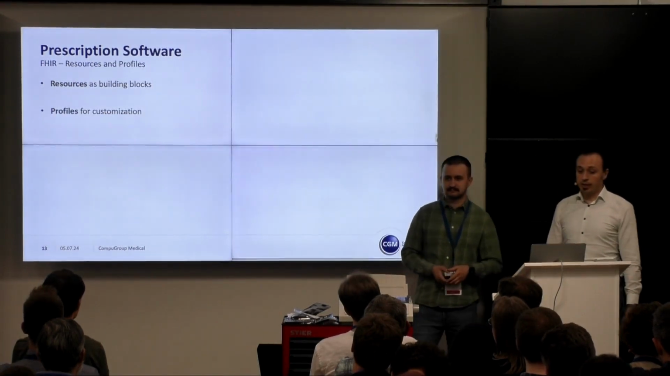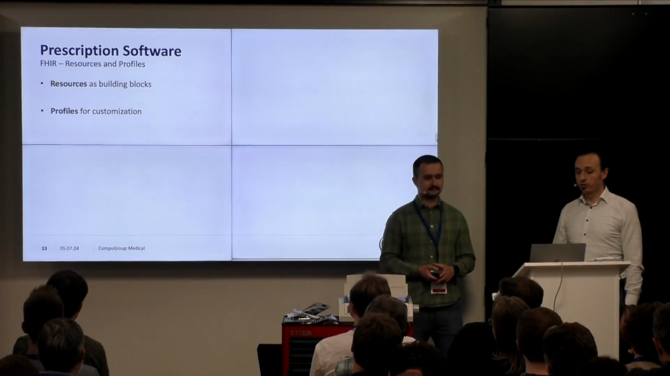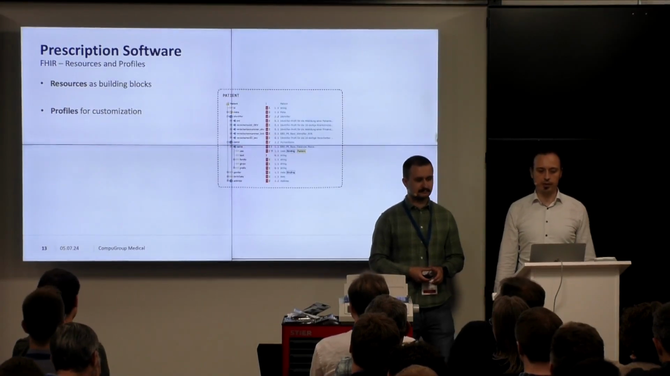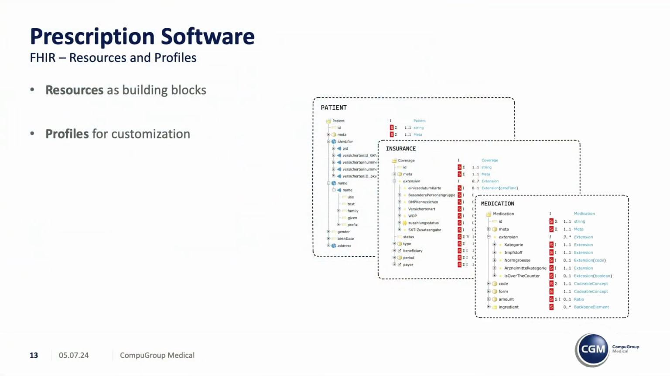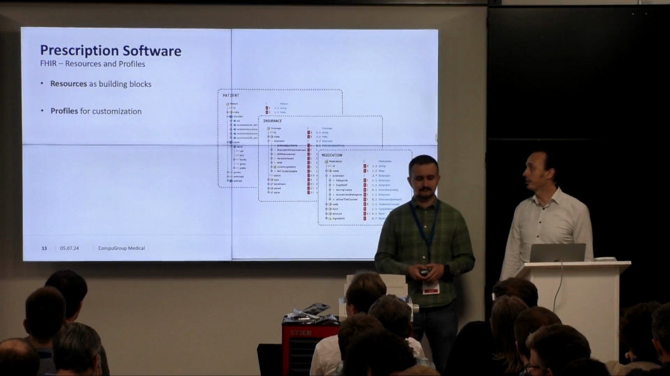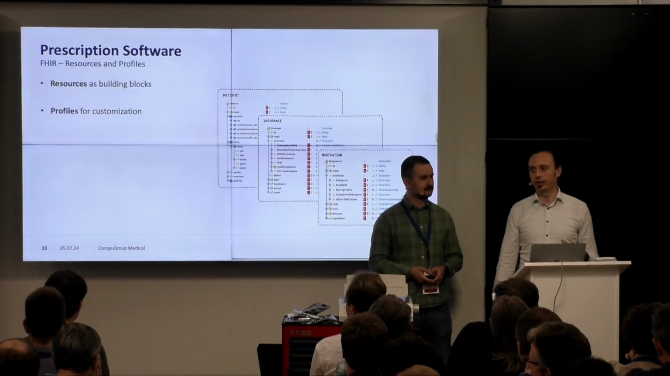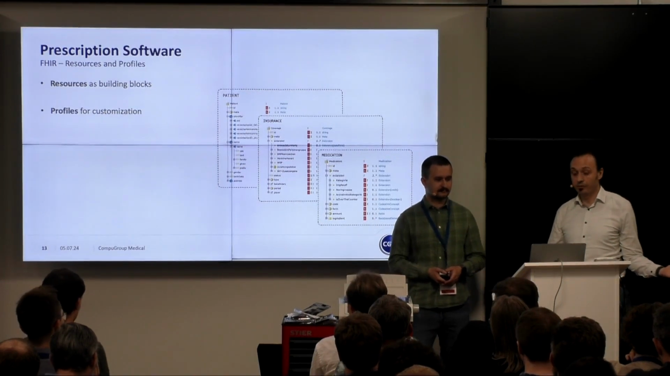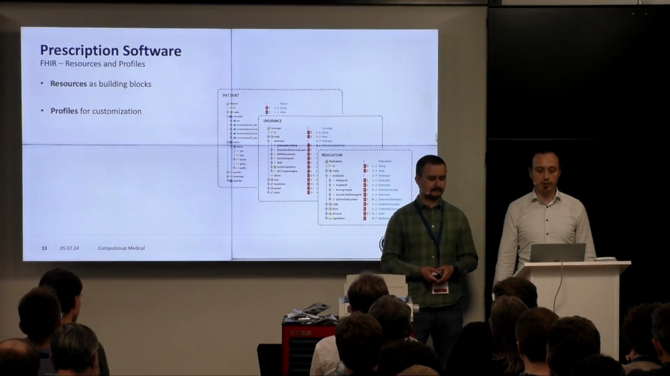So how does it look like? As a domain model, it has resources as building blocks and profiles for customization. So resources are something like patient or insurance or allergies or many other things. These are the building blocks of FHIR. And the profiles are done by regulatory bodies like KBV, adapted to certain markets, like in Germany. An address, PLZ, always has 5 digits, right? That's German specific, and it is specified by KBV.